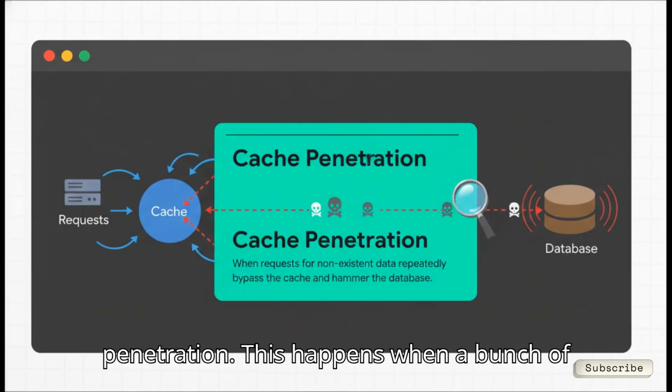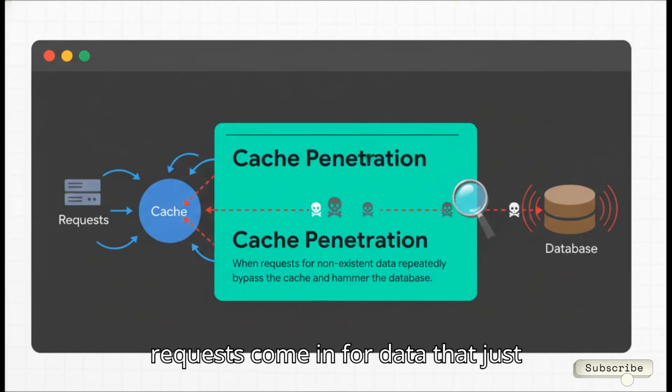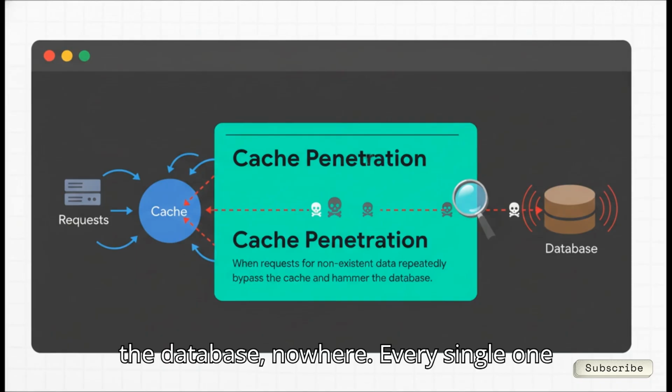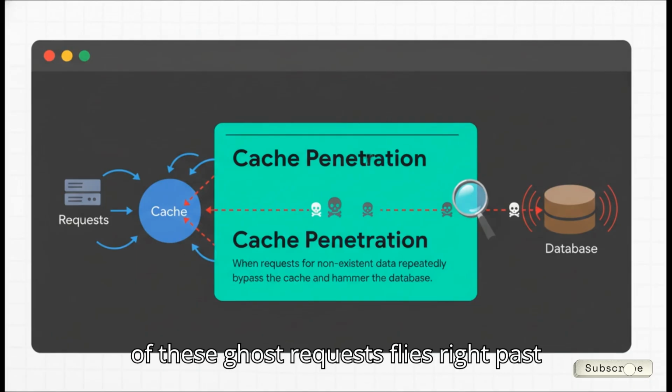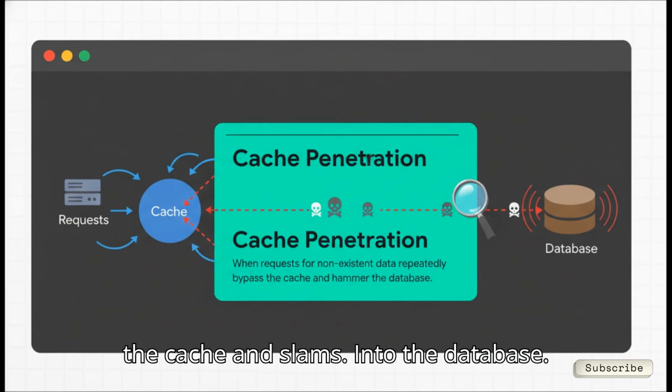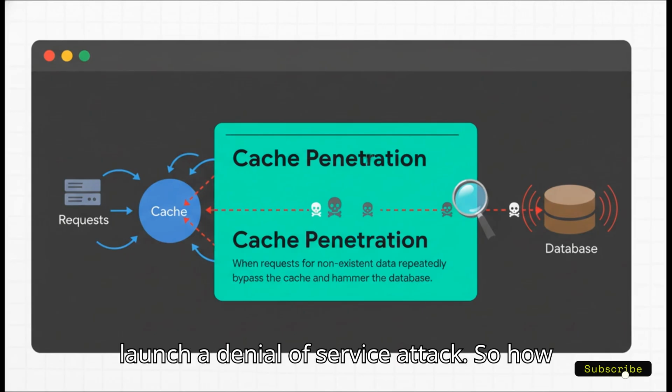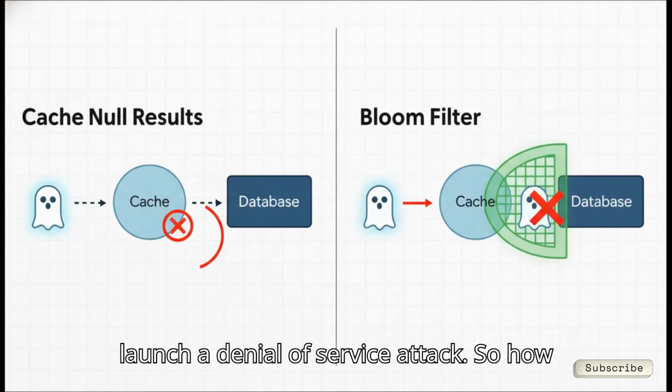Okay, catastrophe number 1, cache penetration. This happens when a bunch of requests come in for data that just doesn't exist. Not in the cache, not in the database, nowhere. Every single one of these ghost requests flies right past the cache and slams into the database. This is a huge deal because it can actually be exploited by attackers to launch a denial of service attack. So, how do you stop it?